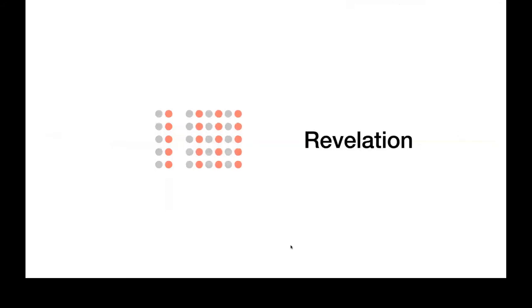So the next one, I didn't start with the right slide. The next principle I want to talk about is revelation. In the previous one, we added a border, and that gave us a group. But we can also add a border by including the space. This way, again, we have two groups, but we are grouping it in a way that includes the space in between.